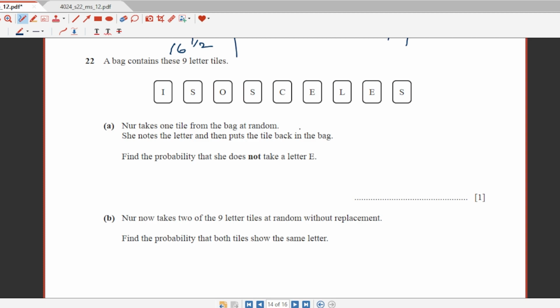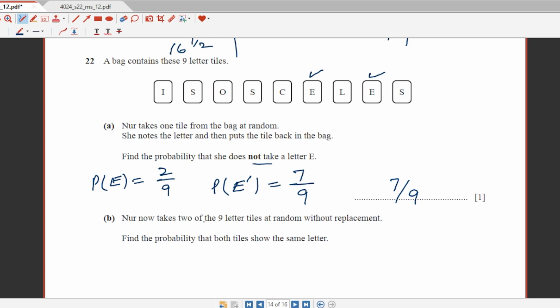A bag contains these 9 letter tiles. Sue takes one tile from the bag at random. She notes the letter and then puts the tile back in the bag. Find the probability that she does not take letter E. How many E's are there? 1 and 2. There are 2 E's, so the probability of E is 2 over 9. But the probability of not E: how many tiles do not include E? There are 7 tiles. Not E is 7 over 9. So the answer is 7 over 9.